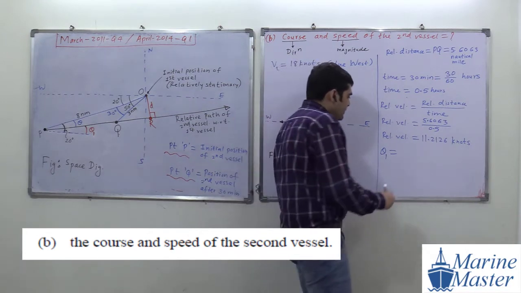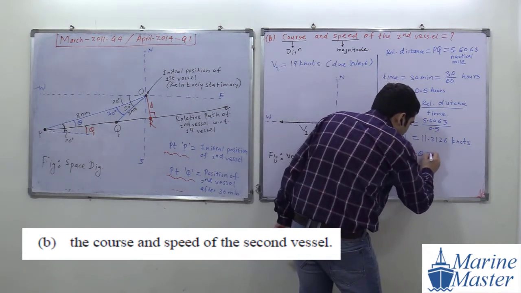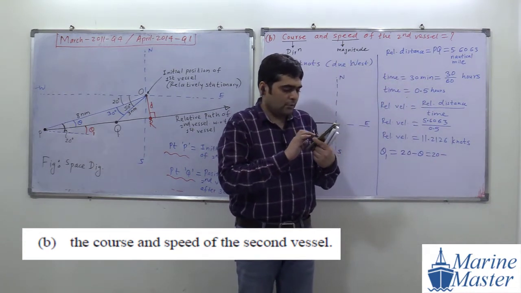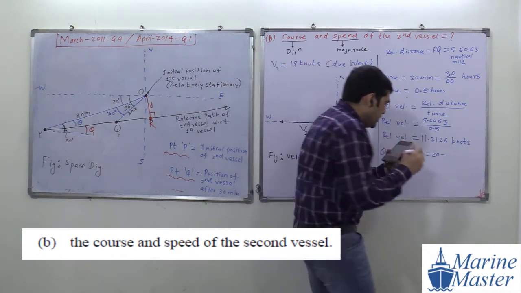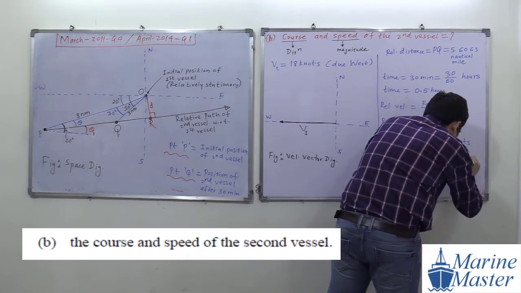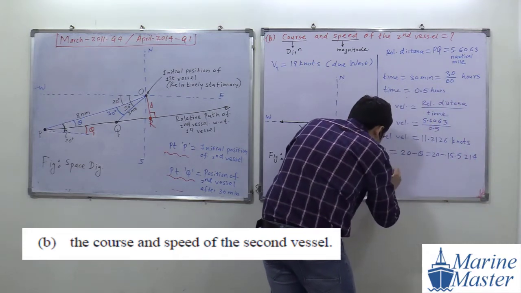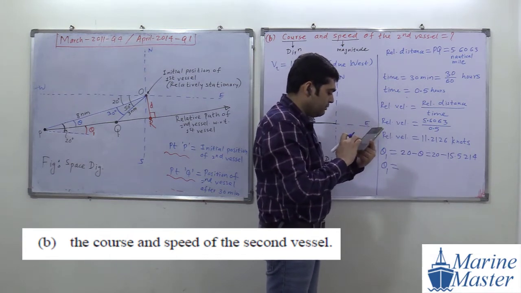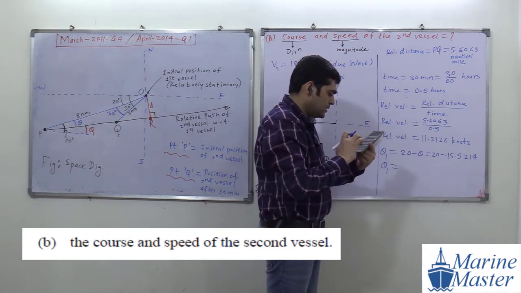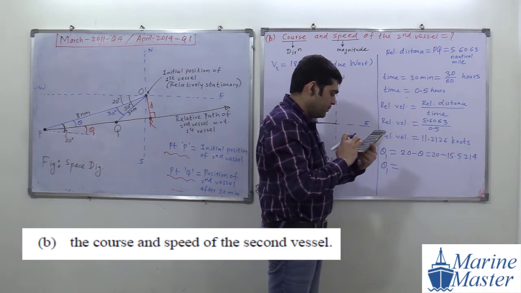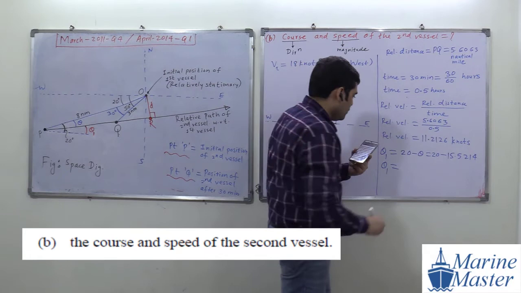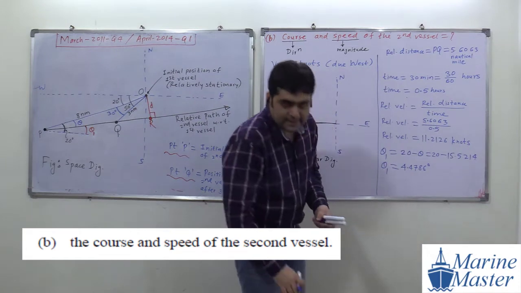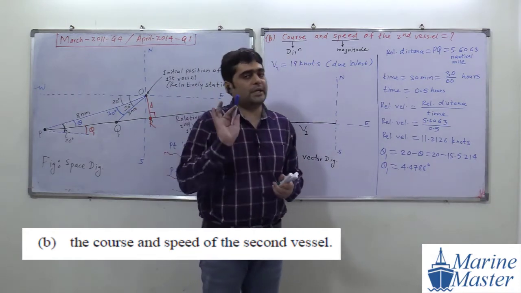Theta 1 will be 20 minus theta. How much theta did we calculate in part A? 15.5214. So theta 1 is 20 minus 15.5214. Please do the calculation with me. That is 4.4786 degrees.